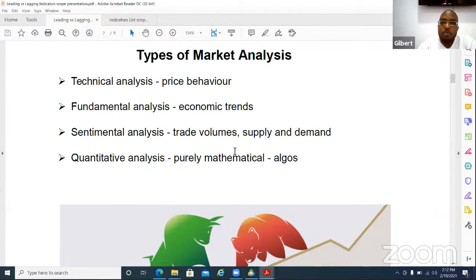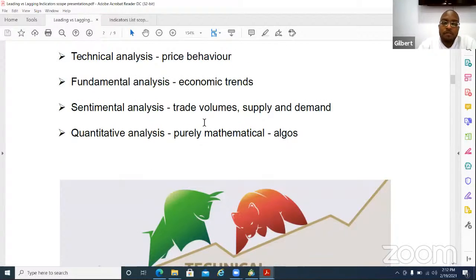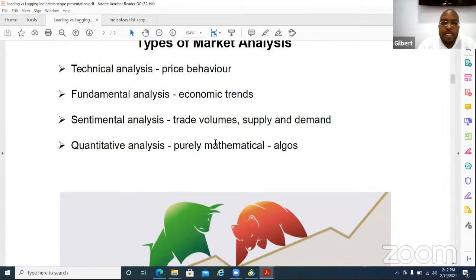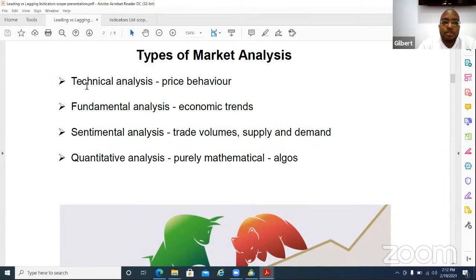A robot or a computer program does not need a chart because it doesn't have eyes, but we as human beings, we need to see how the prices are moving, and that's the reason why we need the chart. So we would fall under this categorization of technical mostly, but the quantitative models, these are computer programs. All right, so those are the 4 types of market analysis. What we'll concentrate on is technical analysis.